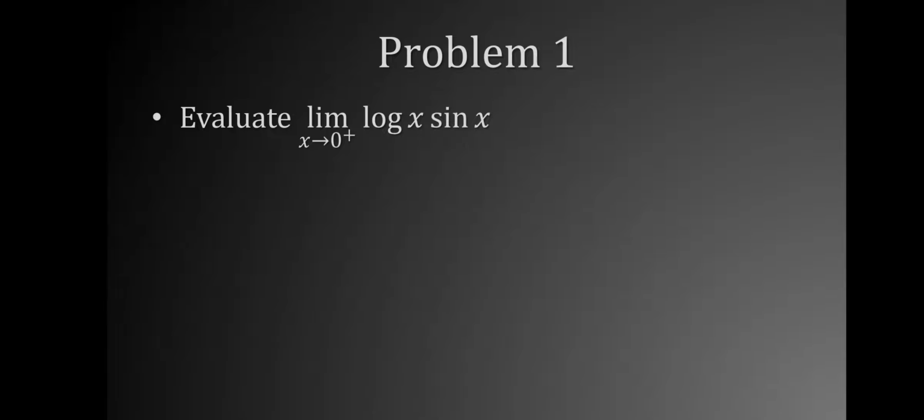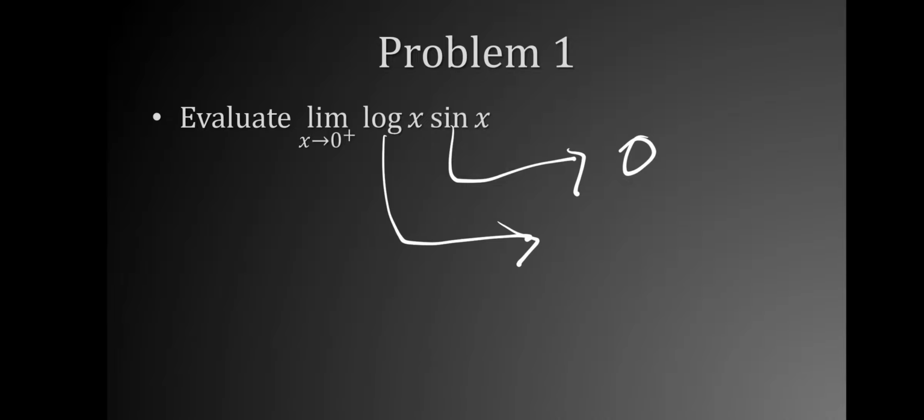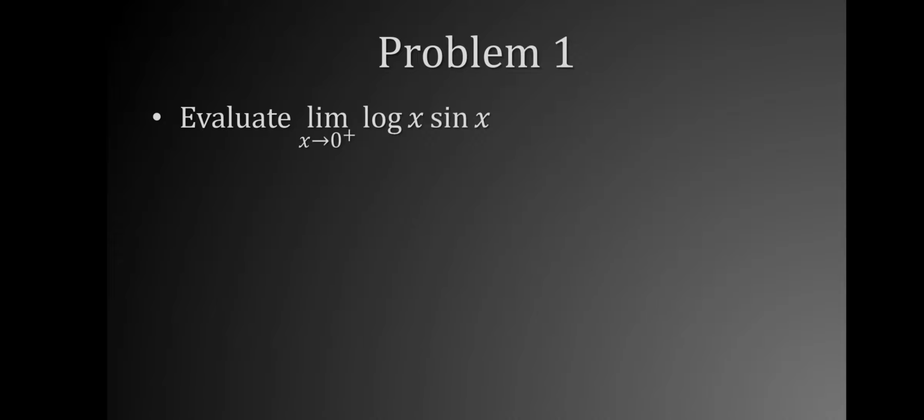So let us start off with the first problem. The first problem is the limit as x tends to 0 plus of log x into sin x. Now we have to see which form this is in. When x is tending to 0, sin 0 is 0, so this function sin x is going to 0, and obviously log of 0 is infinity, so this is going to infinity. Therefore the given limit is in 0 into infinity form. Now let us see how to deal with such a problem.